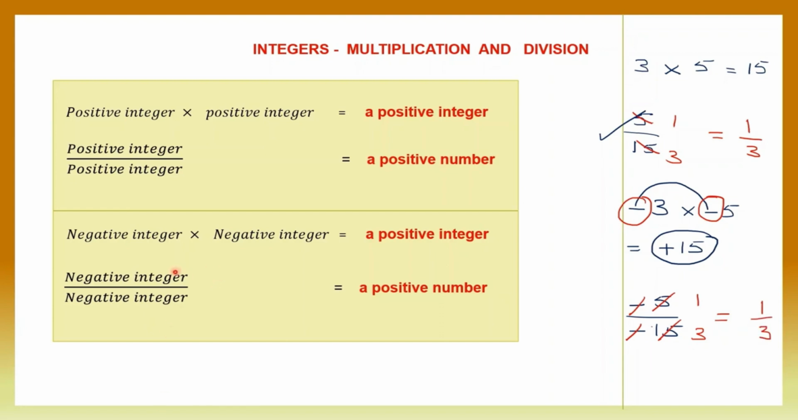So when you multiply negative into negative, your answer is positive. When you divide negative by negative, your answer is positive. So keep this in mind. When you multiply the same signs or you divide the same signs, your answer is positive. Now, what if the signs are different? Like here, when you take a positive integer and you multiply it with a negative integer, your product is a negative integer.